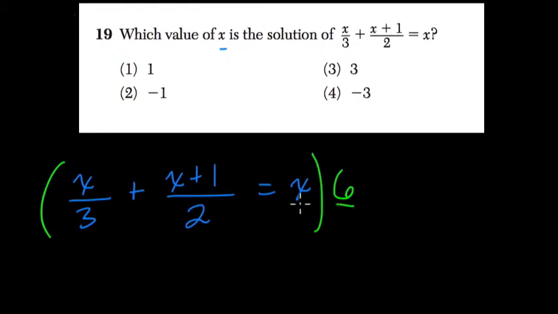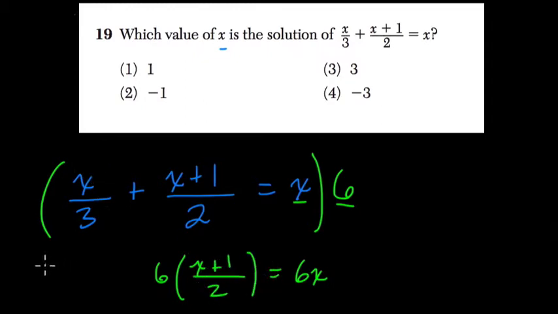So what's 6 times x? Well, that's 6x. And then 6 times this term, we'll just set that up, right? And then 6 times this term, we're multiplying everything by 6. Okay, so what's going to happen?